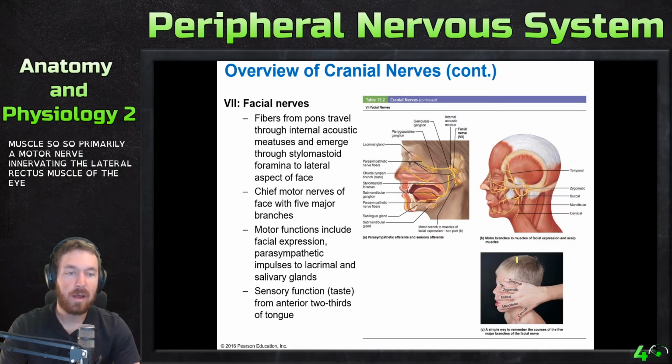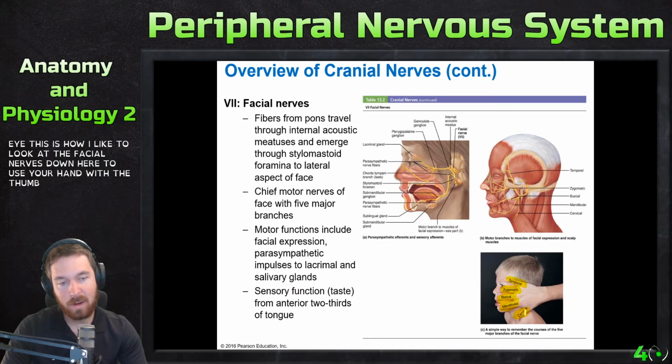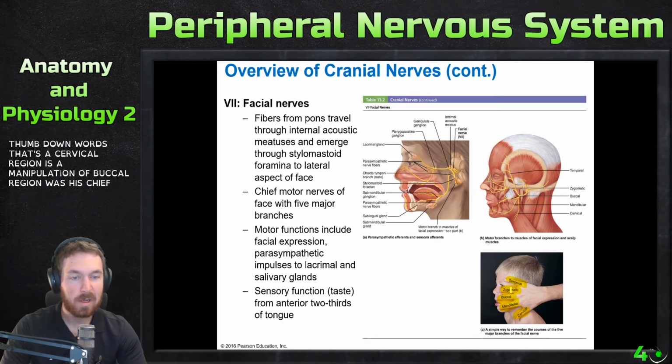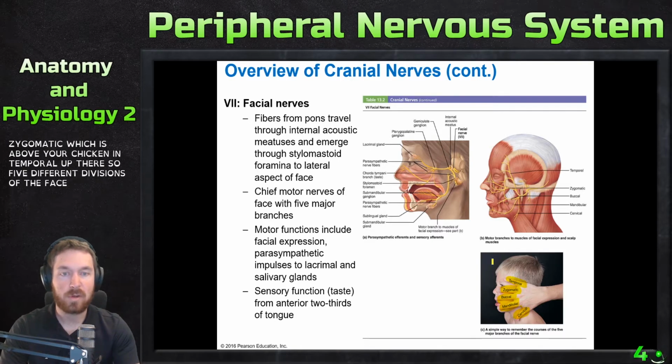Facial nerves then, this is how I like to look at the facial nerves down here. If you use your hand with the thumb downwards, that's the cervical region, there's a mandibular region, a buccal region, which is cheek, zygomatic, which is above your cheek, and then temporal up there. So 5 different divisions of the facial nerves.